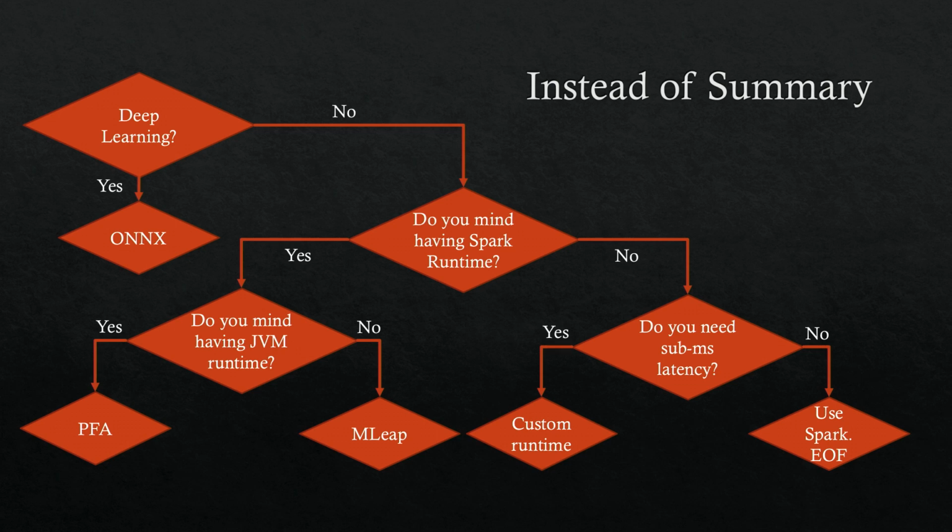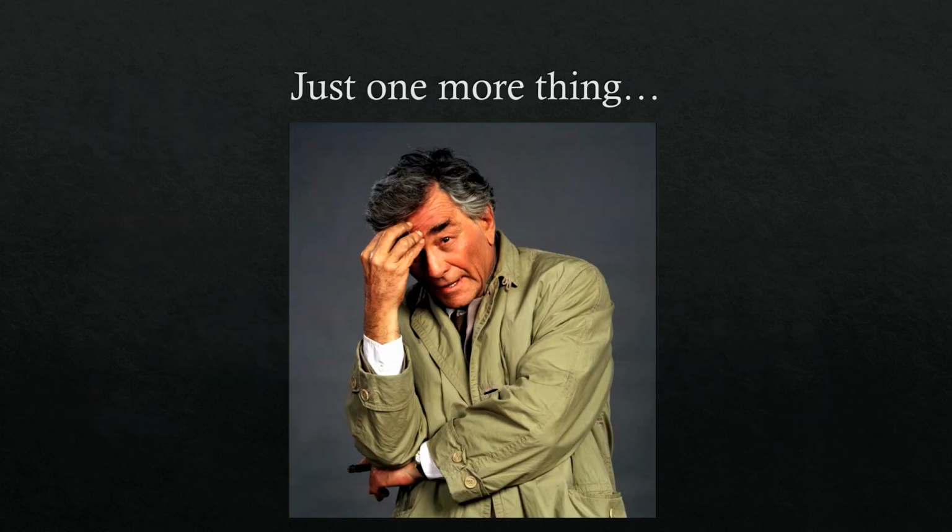So instead of a summary, here is a little decision diagram. If you're in deep learning, which I didn't put on the presentation because it's only 20 minutes and I have 15 seconds left, you go with a standard called ONNX. Check it out. Several companies actually gathered to build a standard. If you don't mind Spark, look at it and make your decisions based on that.